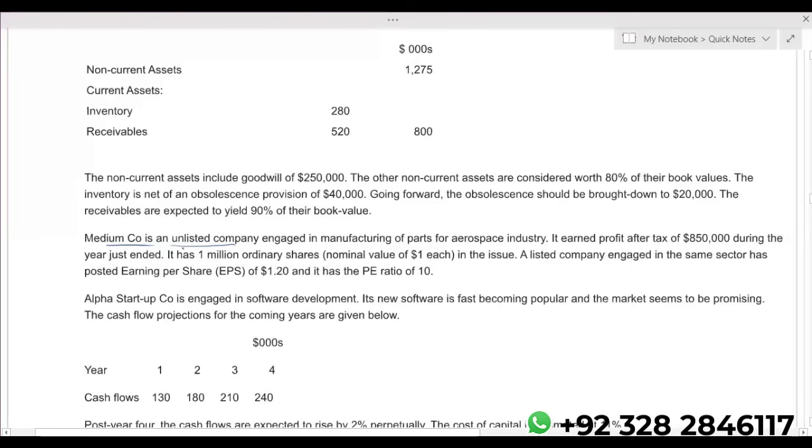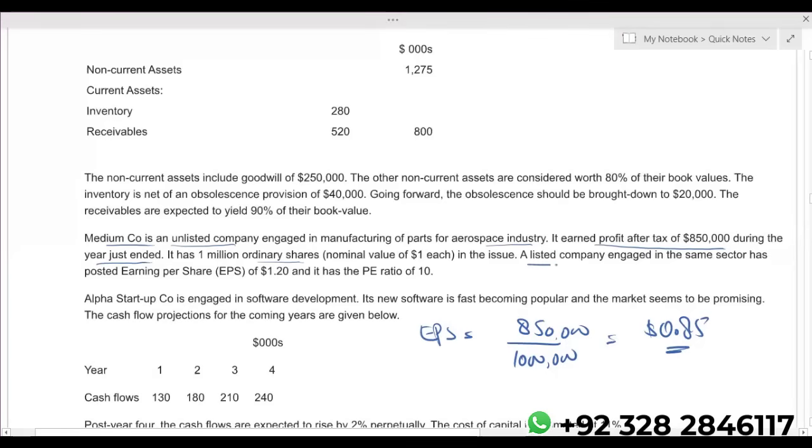Medium company is an unlisted company engaged in manufacturing parts of the aerospace industry. It earns profit after tax of 8 lakh 50 during the year just ended. Of course, medium company is a private company, so we need P/E ratio. It has 1 million ordinary shares. It means very easily I can calculate EPS of a medium sized company. Earning per share is equal to profit after tax, 8 lakh 50, divided by number of shares of medium company, 1 million. So $0.85. This is EPS of medium company.